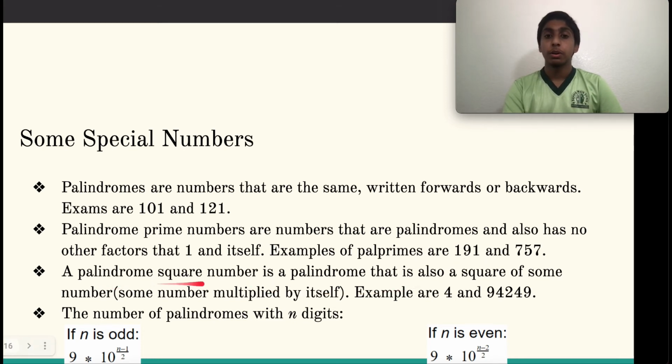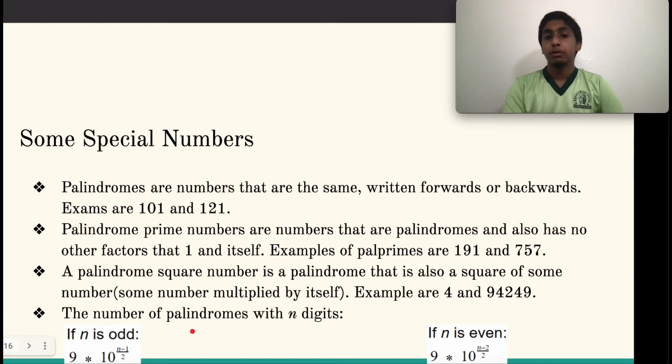Now, a palindrome square number is a palindrome that is also a square number. So 4, if you write 4 backwards or forwards, or 94,249 forward or backwards, you're going to get the same thing, and these are also square numbers. So based on that, we got these palindrome square numbers.